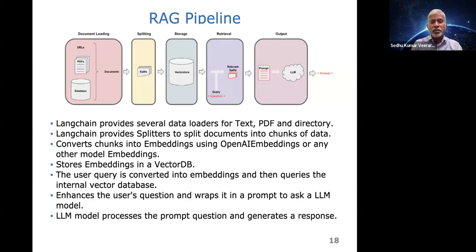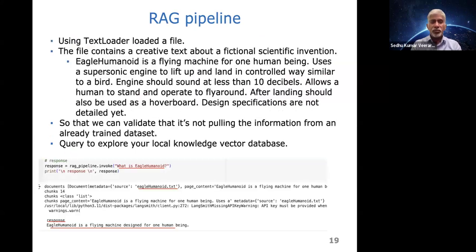LangChain provides several data loaders for text, PDF, and directory. LangChain provides splitters to split documents into chunks of data, convert chunks into embeddings using OpenAI embeddings or any other model embeddings, and store the embeddings in a vector database. The user query is converted into embeddings and then queries the internal vector database, enhances the user's question, and wraps it in a prompt to ask an LLM model. The LLM model processes the prompt and question and generates a response.